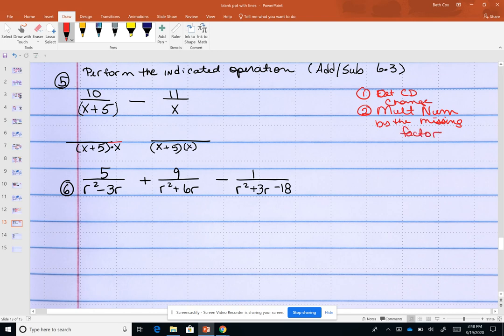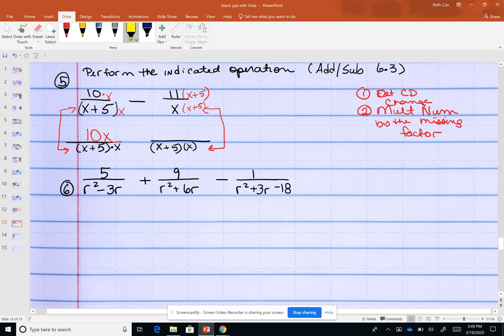Okay, so now what we do is we compare the two denominators. And I see that the x was missing. That was what was missing. The x was missing, and so I need to change my numerator by multiplying by the missing factor. Do the same thing for the second one. Compare your denominators and see that it was the x plus 5 that was missing. So I need to change my numerator by multiplying by the missing factor.